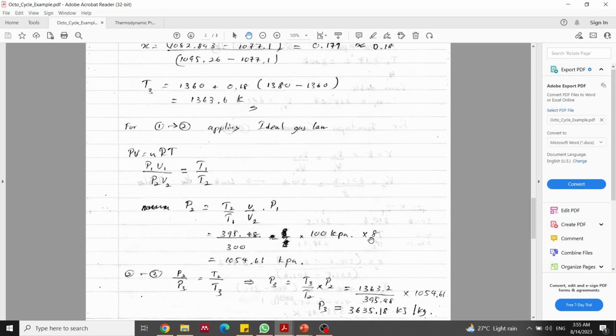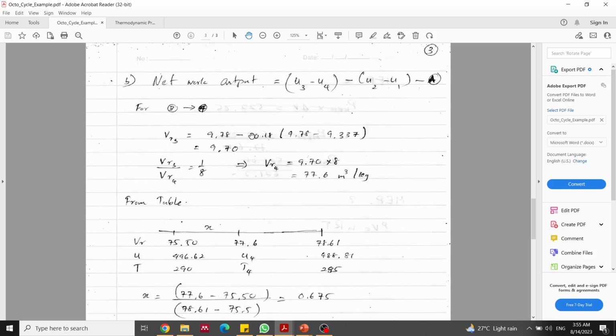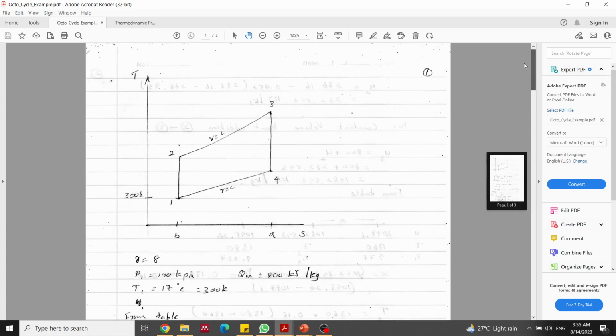So the next thing is the net work output. The net work output we can calculate as U3 minus U4. This is the work output we get from the isentropic expansion process. So this should be plus because the work out is plus, right? Then we get minus work in. Work in is minus, therefore we get the minus. The work in is U3 minus U1. Right? So if we go back to here, this is the work in 2 to 3, right?